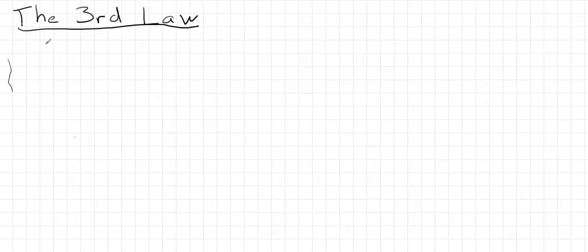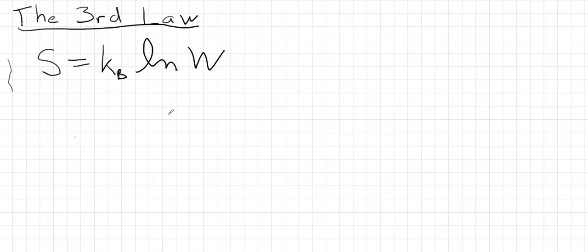So at this point, you're probably wondering, what is entropy? Well, the best definition of entropy was given by Boltzmann. So let's just jump right into Boltzmann's definition of entropy. So entropy is equal to Boltzmann's constant times the log of W. Well, what are both of those things?